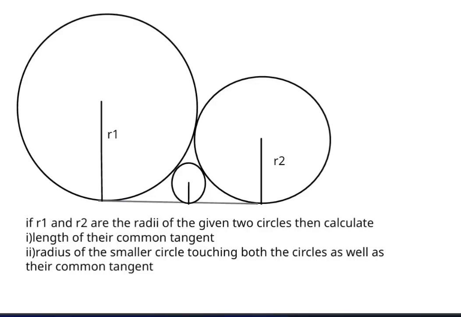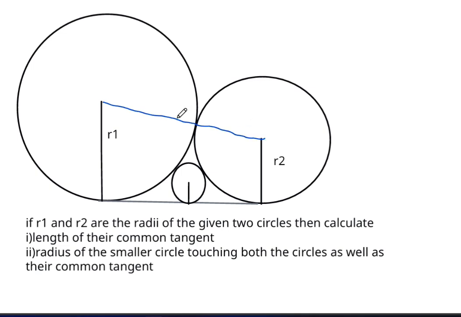R1 and R2 are radii of two circles touching each other. Then find first the length of their common tangent, second radius of the circle touching both the circles as well as their common tangent.